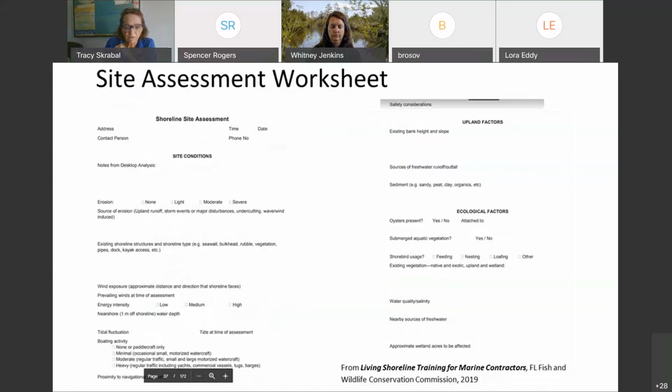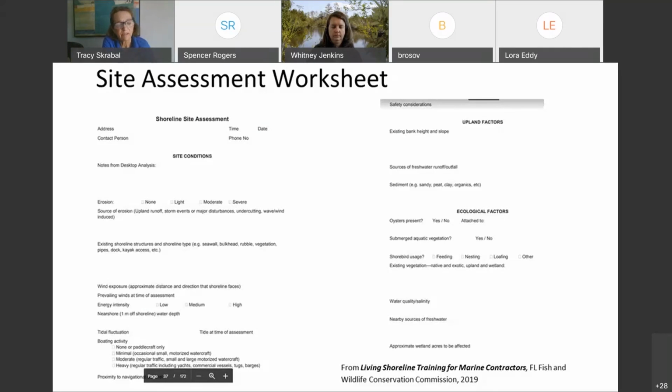Secondly, this is the one from Florida. I'm sorry, I said New Jersey. It's from Florida, and it was put together by my friend Tom Reese, who is a consultant down in Florida and does a lot of living shoreline projects. There are a couple of items on this one that are not on the other one that I really liked. I think they spend a little more time talking about existing shoreline structures and shoreline types.